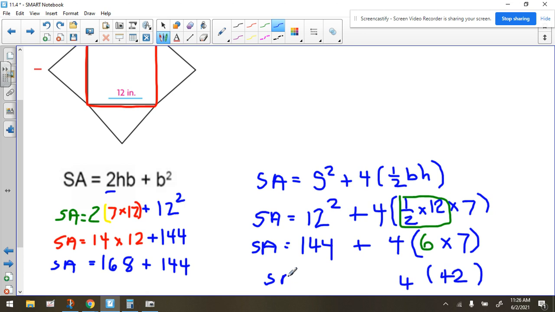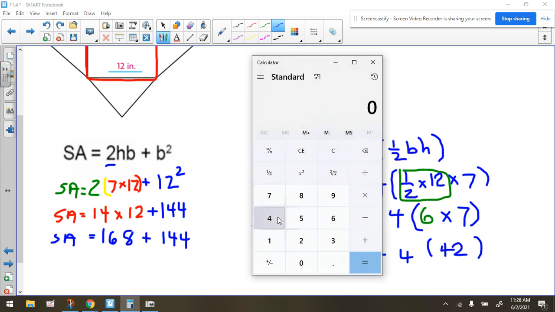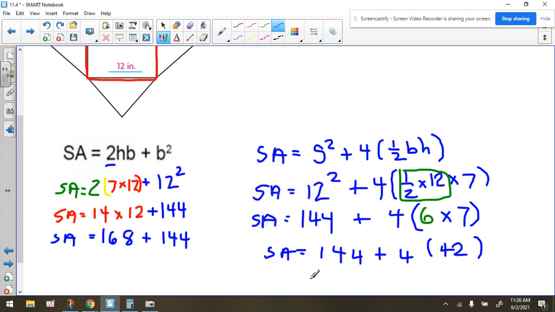So let's bring everything down. Surface area equals 144 plus 4 times 42. Now, if I multiply 4 times 42, let's look at that on the calculator, then we're back to this number that we had over here, which is 168. So we're adding 144 plus the product of these two numbers, which is 168.